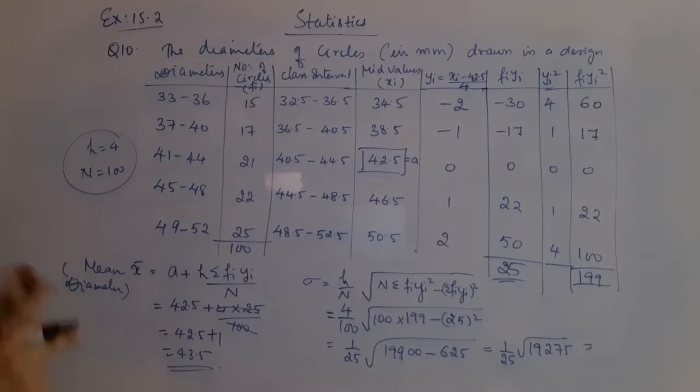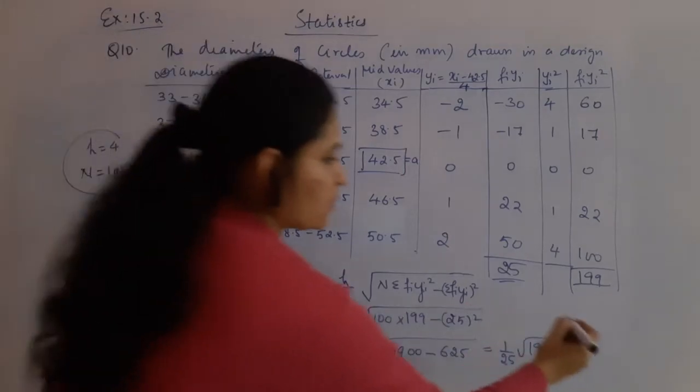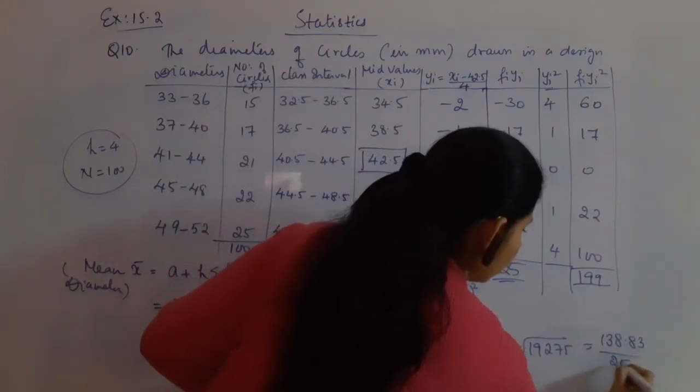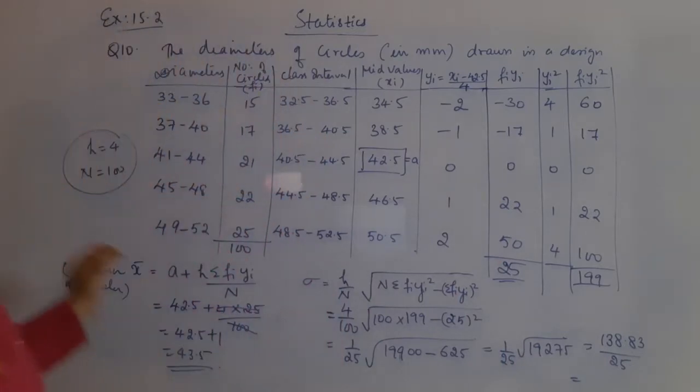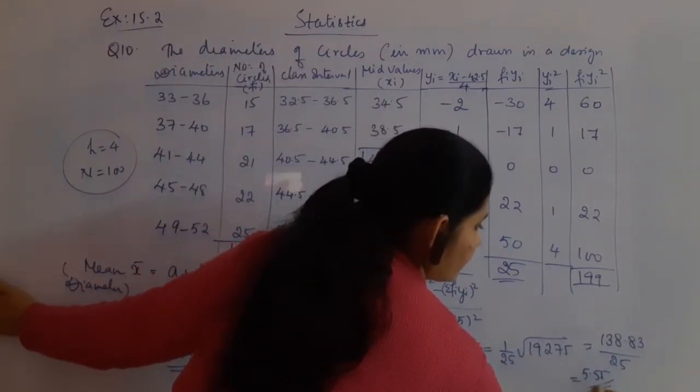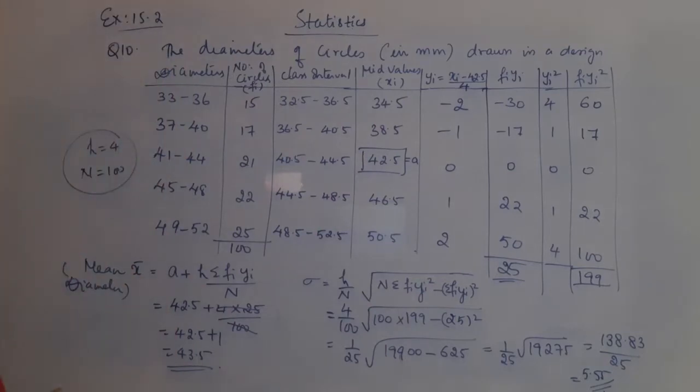Now again you have to find the square root of this. It is an approximate value, you are not getting a complete number. It is in decimals, 138.83. For this one, 138.83 by 25, and that will be equal to 5.55. So this one you have to calculate by your square root method.